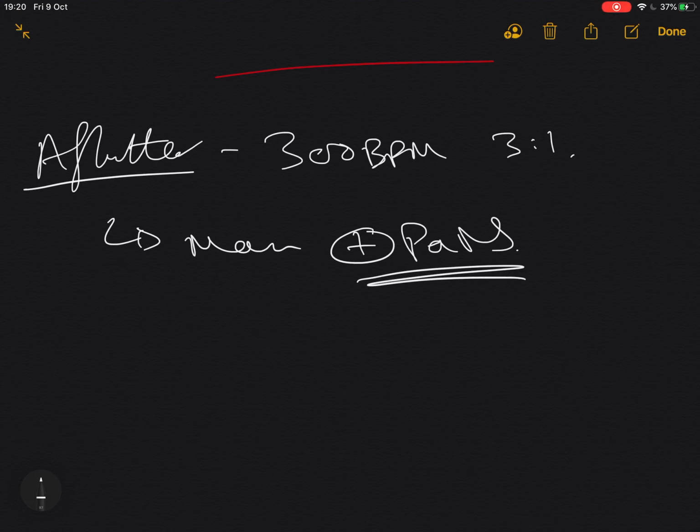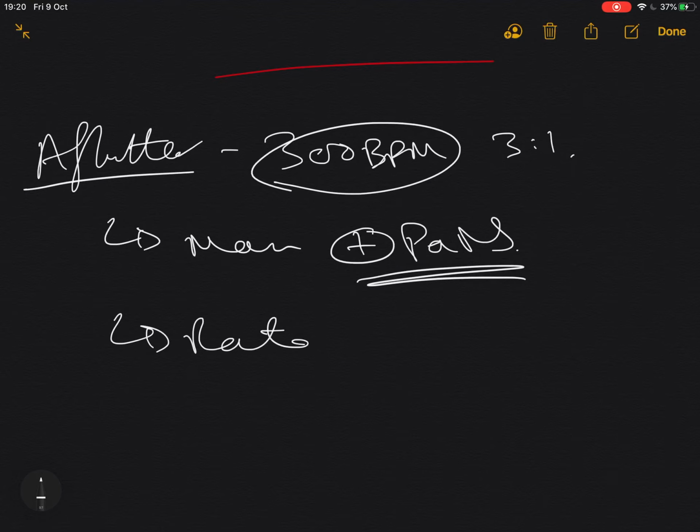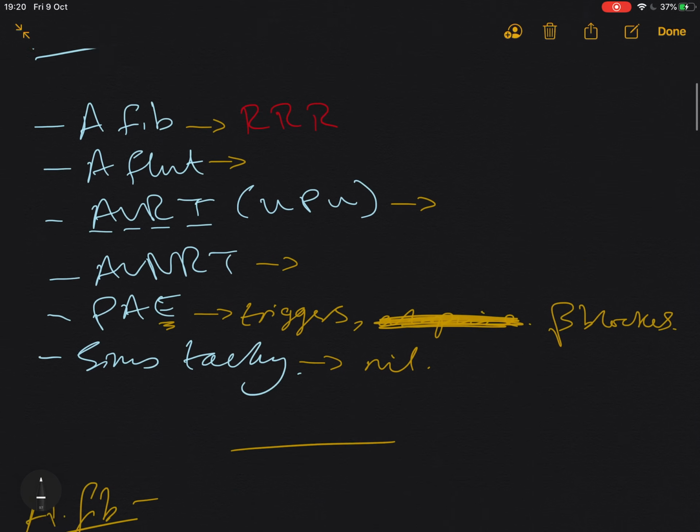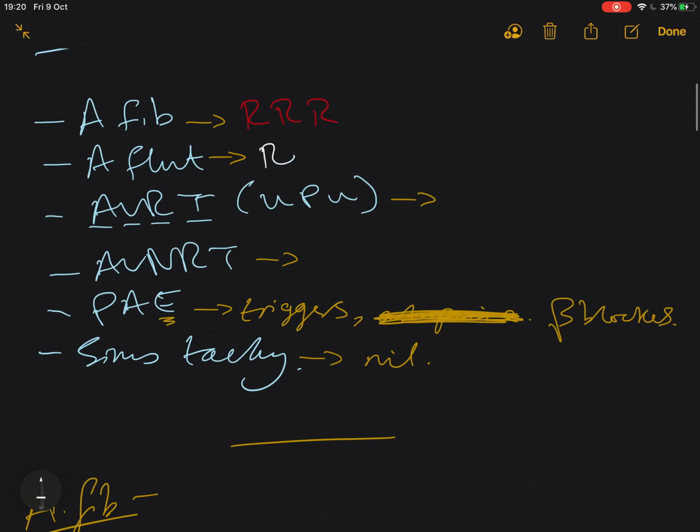And so if you see that in such a high rhythm, then you just do rate control. So beta blockers first line, right? So rate control. I told you it'd be easier.